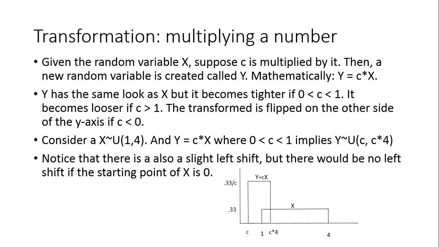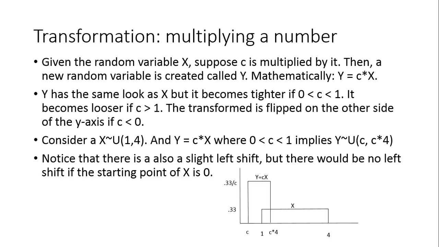Okay. What about if I multiply a number? I transform the random variable x by multiplying a number. Suppose I multiply c by x. Then a new random variable called y is created, and mathematically y equals c times x. And I call the new random variable y. You can call it any letter. You can call it z if you want, or k, or a, or any letter. You can just make sure you call it a new letter to indicate it's a new random variable. Okay, like this. So y equals c times x.